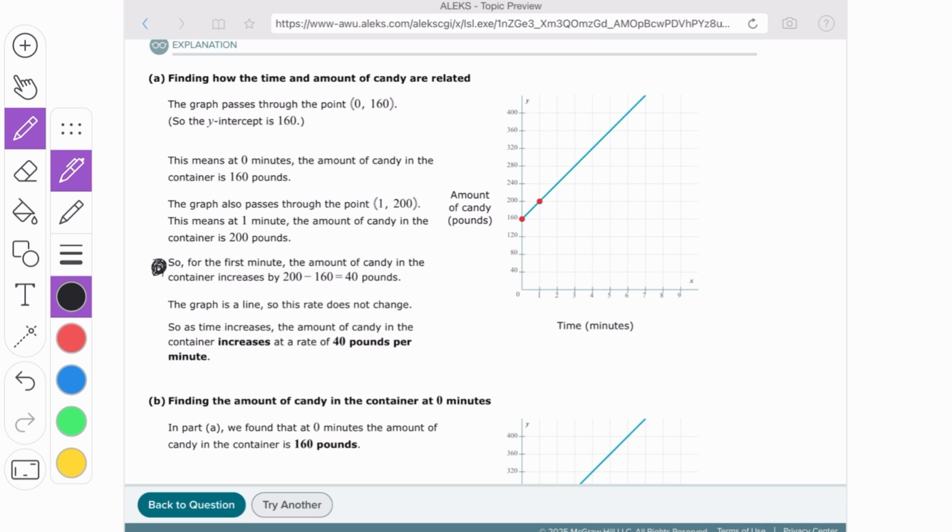The graph is a line, so the rate does not change. Okay, so that means no matter what, if I go over, I go up the same amount. And what do I mean by that? So from this dot to this dot is 40. From this one to this one, the rate stays the same. Doesn't change. 40 pounds, okay? So each minute, it increases 40 pounds, okay?